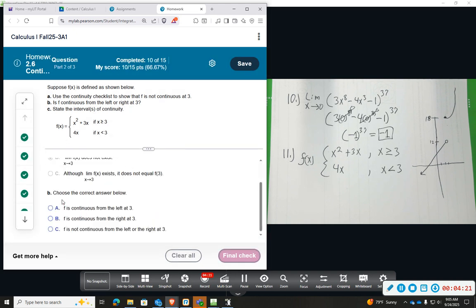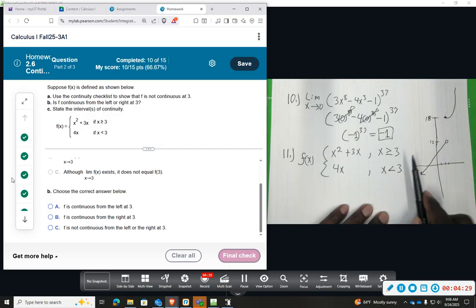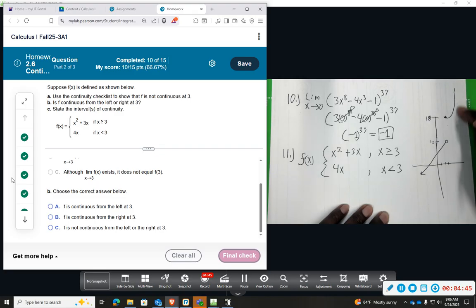All right, so now part B says, is f continuous from the left or the right? Okay, so that means as I go from the left side, going toward 3, we end up at an open circle, so it's not continuous because we don't reach that point. We just get ever so close to it. But as we come from the right, going toward 3, we end at a finite point. So it is right continuous, continuous as we come from right to left.